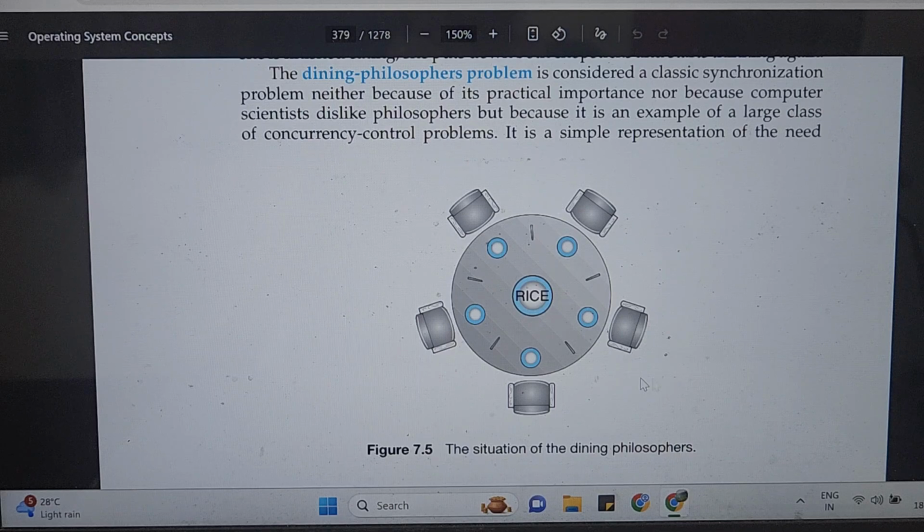And how does this relate to computer science? Eating can be seen as analogous to some process writing or updating something. Your chopsticks are the resources. If 2 processes need the same resource and each takes up one, it's going to be a deadlock. It is exactly what we saw when I was talking about deadlock. So that is the dining philosopher's problem.